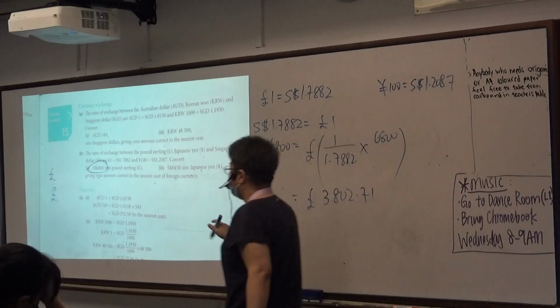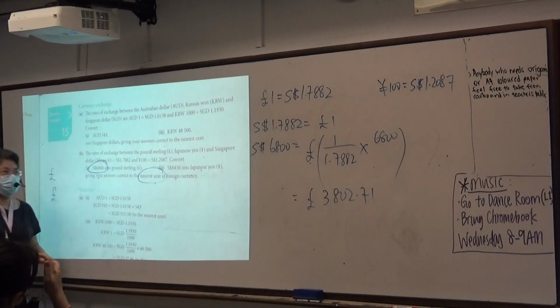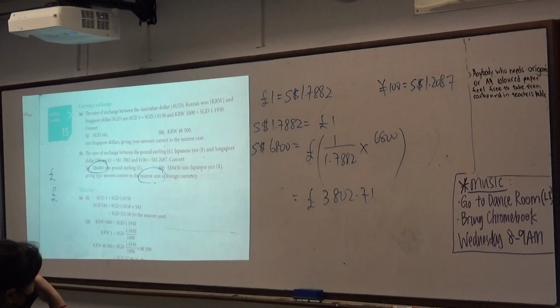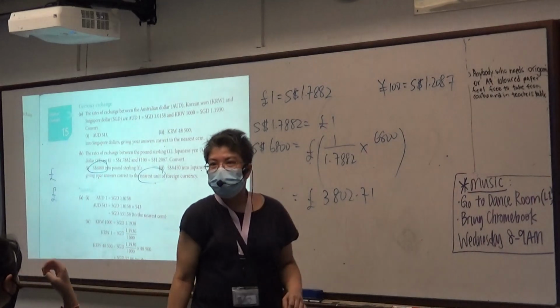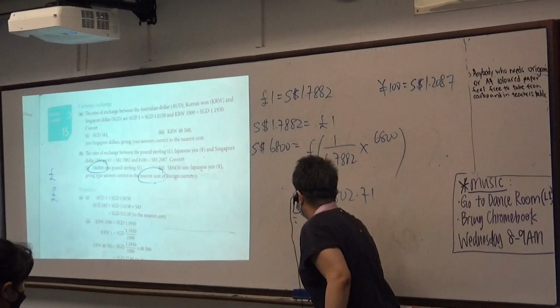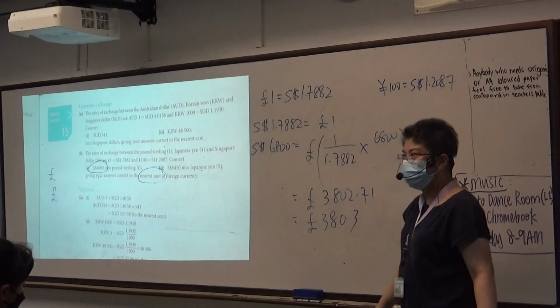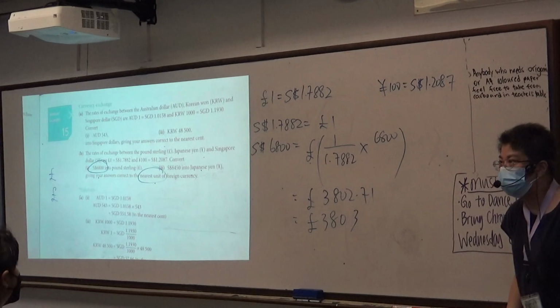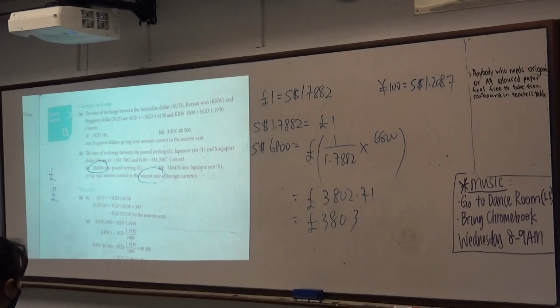But look at the question. What do they want? Giving your answers correct to the nearest unit of the foreign currency. What is my nearest unit? Nearest unit is nearest whole number. So what's the nearest whole number? 3873, right? Can you see it? Nearest whole number. Understand? Can, okay. Now, the next part. What do they want?